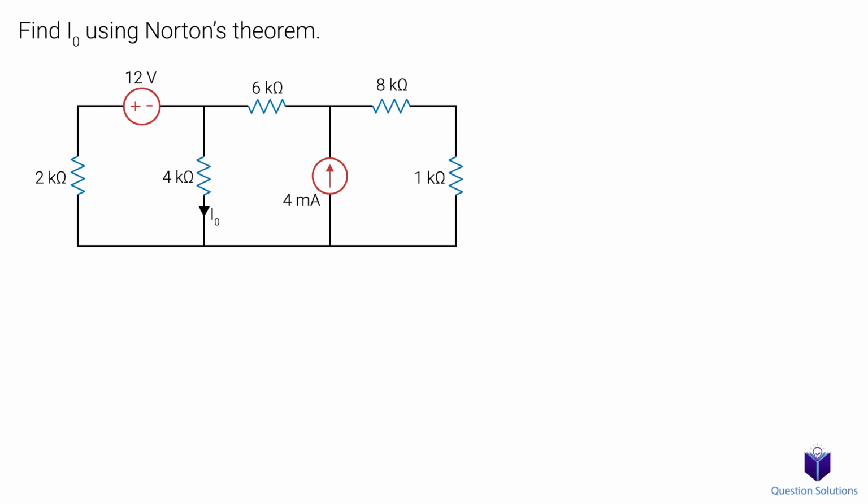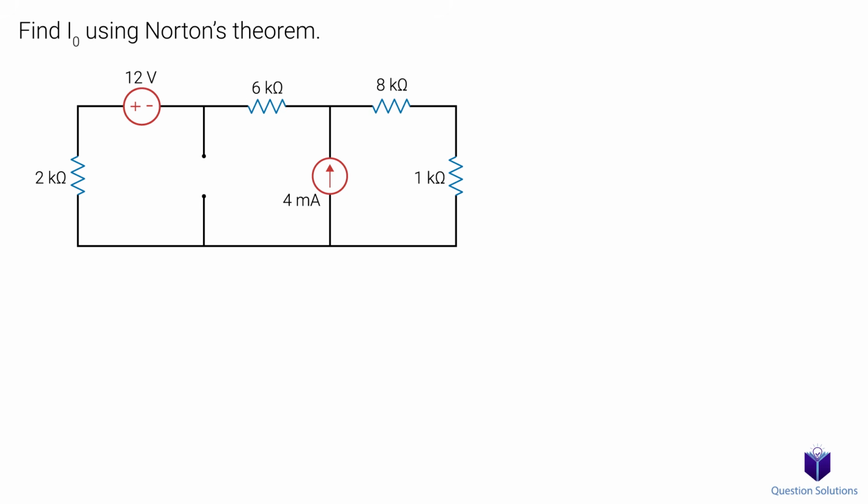Let's take a look at another problem where we need to find I0 using Norton's theorem. This one is pretty similar to the one we did before, but I want to show what happens if you get a negative ISC value. So here, I0 is the current flowing through the 4k ohm resistor.